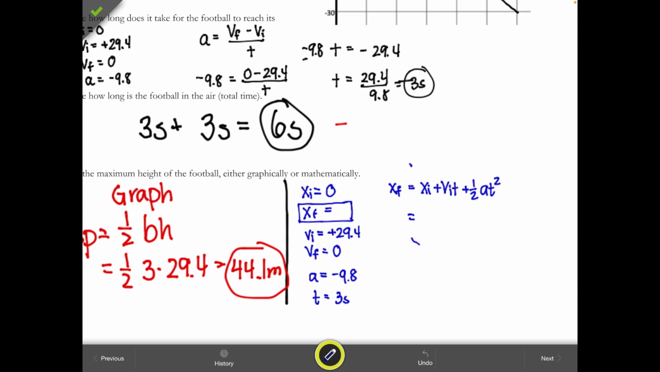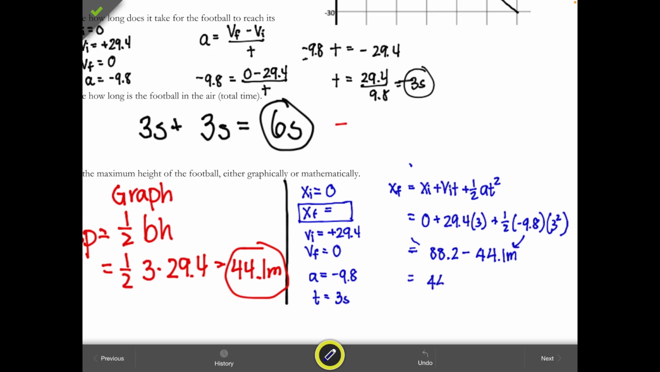So this says the height is equal to 0 plus 29.4 times 3 plus 1/2 times negative 9.8 times 3 squared. Do notice you end up subtracting here. Think of the 29.4 times 3 as the height it would rise to if it was not being forced to slow down because of gravity. It would have gone 88.2 meters up in the air. But because gravity is accelerating it, I have to subtract 44.1 meters due to this negative acceleration term.